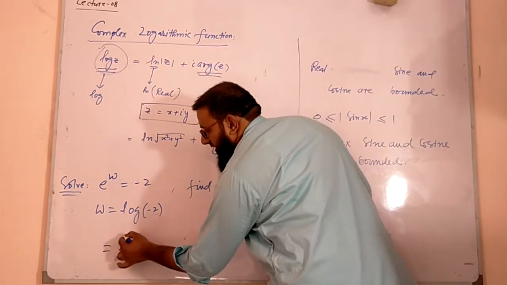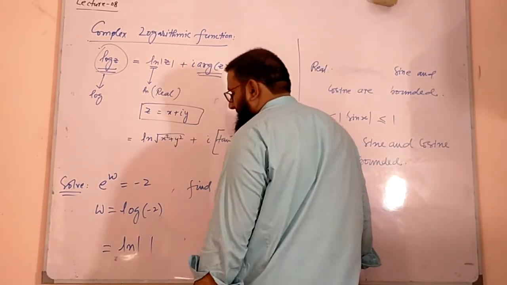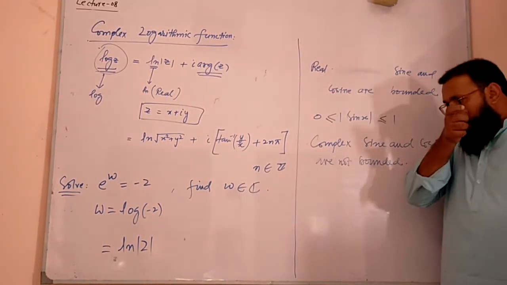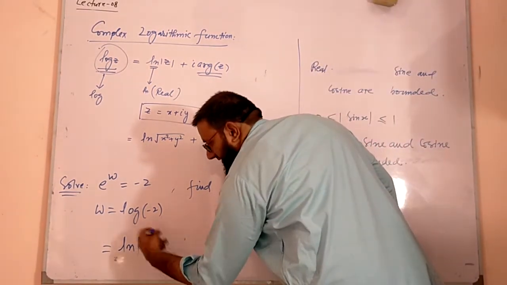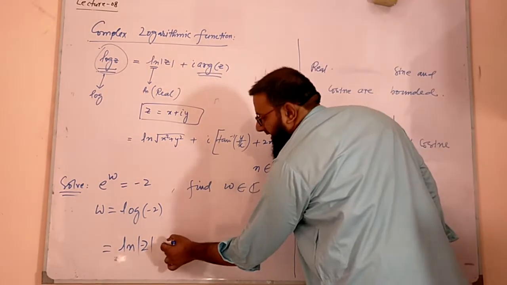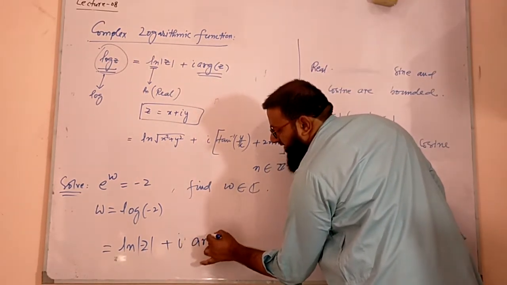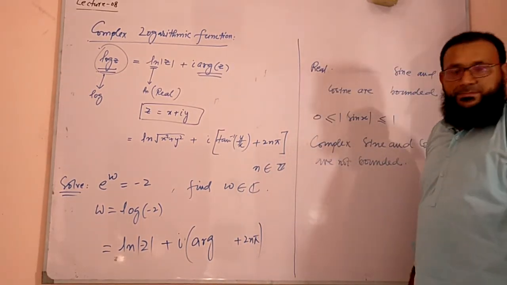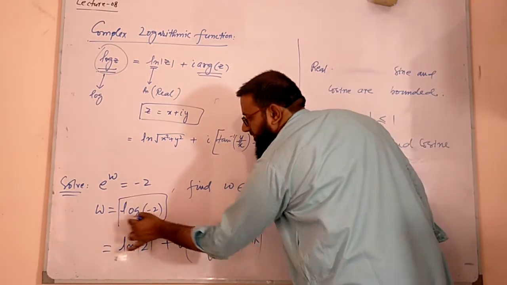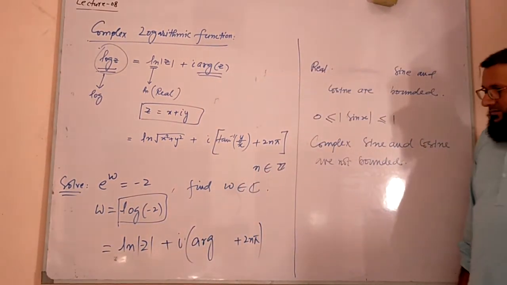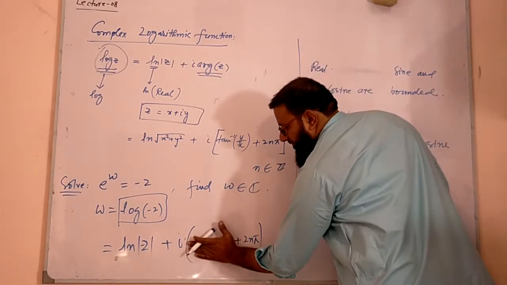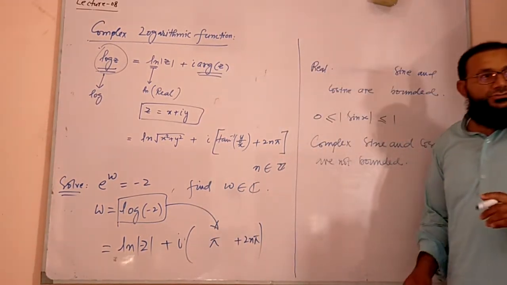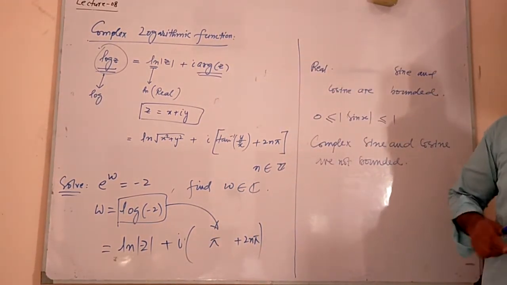So how can I find that out? Log of the absolute value of z. What is the absolute value of this one? It's going to be 2. So I can write -2, because then I will take the absolute value, that will be 2, plus i times the argument of z, but I will always add 2n pi. What is the argument of this number? I am directly writing the argument. Argument would be pi.